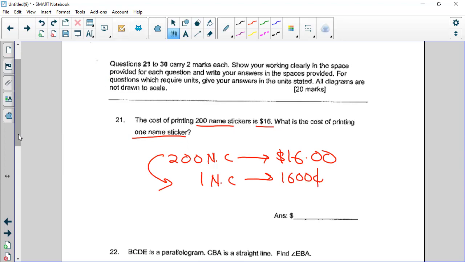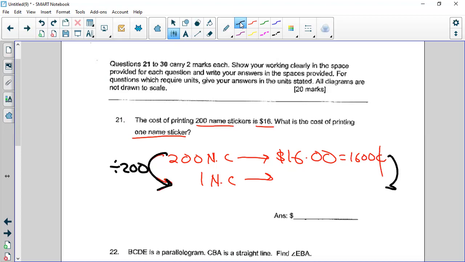Let me just write a bit nicely. Hold on for a while first. Let me just erase this part. Change the $16 into 1,600 cents. And then what divide by what? 200 become 1. How to do that? You must divide by 200, right? To get one name card, you have to divide by 200. Then the other side, you don't have to think already because it's the same.